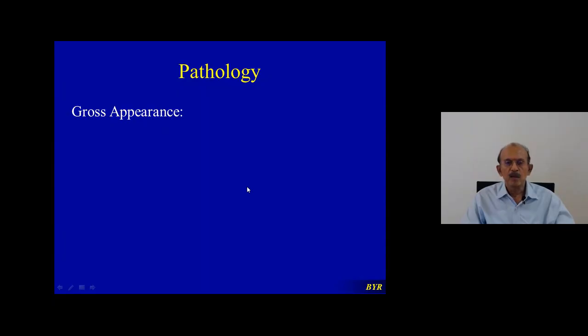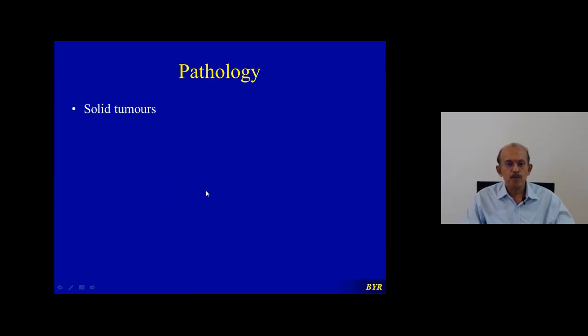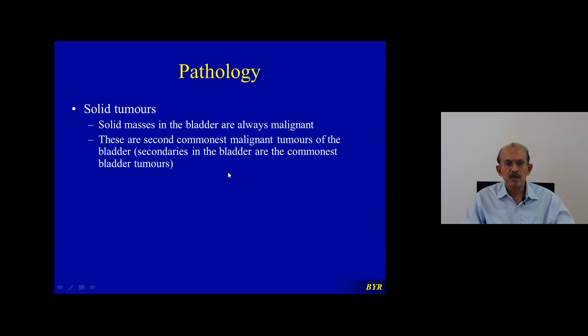Pathology, gross appearance. There are three types. Villous tumors. They appear like papillomas but have stunted villi, sessile and vascular base, ulceration over the surface, are associated with cystitis. Then solid tumors. Solid mass in the bladder are always malignant. These are second commonest malignant tumors of the bladder. Secondaries in the bladder are the commonest bladder tumors.